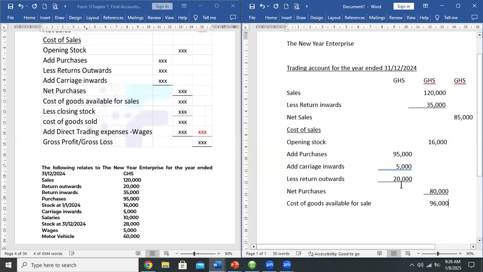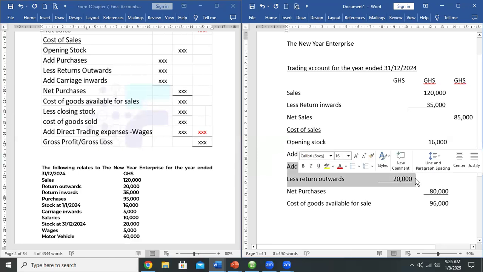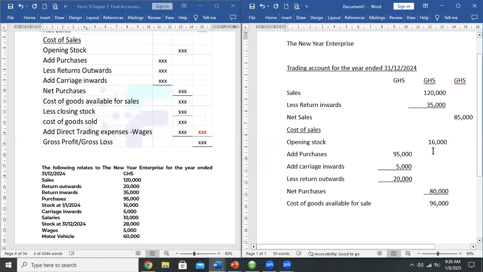Okay. Now I indicated to you if the question has no carriage inwards or no return outwards, then you'd put the purchases straight under the opening stock to add to it. Because there are some questions where there will be no carriage inwards or return outwards. If it has one of them, that is, the question had only carriage inwards, then still you need to adjust it and get the net purchases. So you push it straight here if there is none of these two items available.